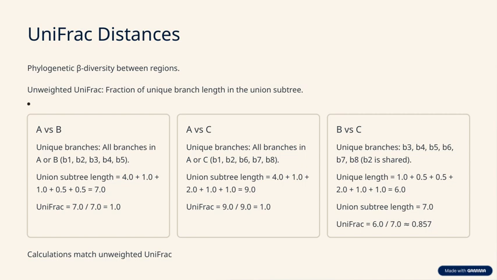These calculations demonstrate how the unweighted UniFrac captures the phylogenetic differences between regions by quantifying the proportion of unique evolutionary history. This method allows us to compare communities or regions based on their phylogenetic makeup, which is a key aspect in understanding microbial diversity across different environments.